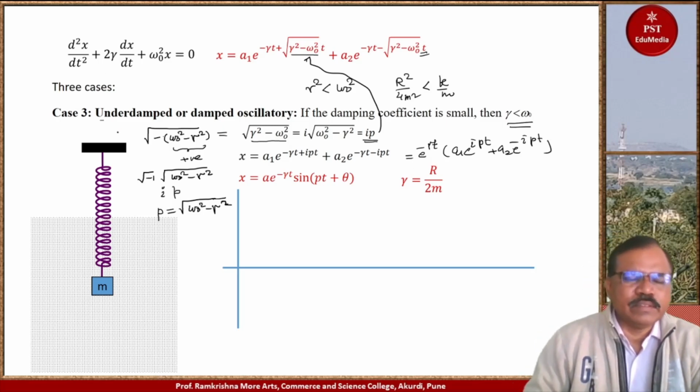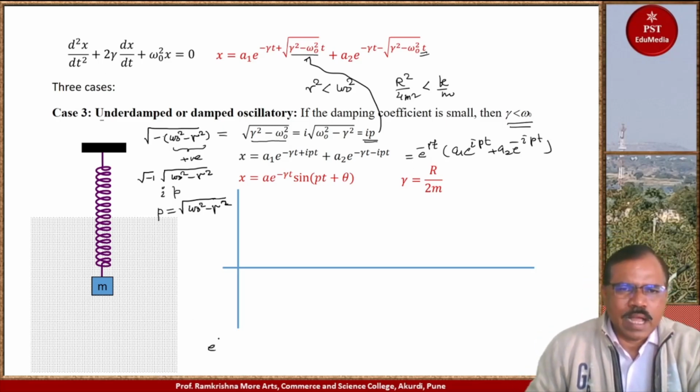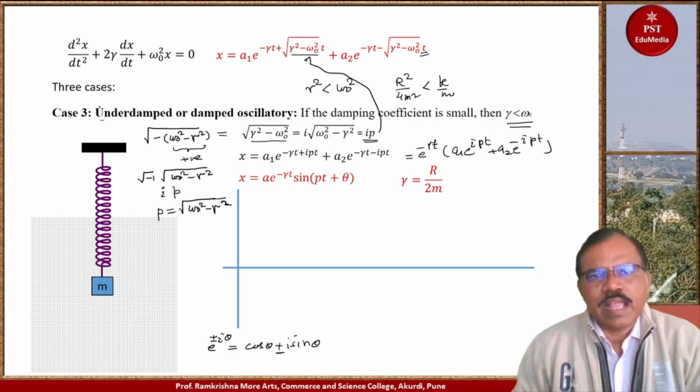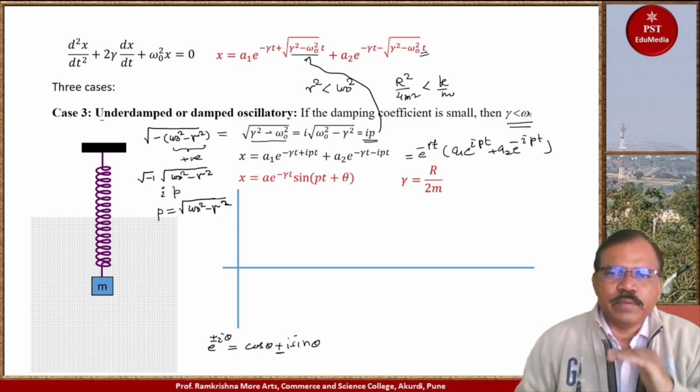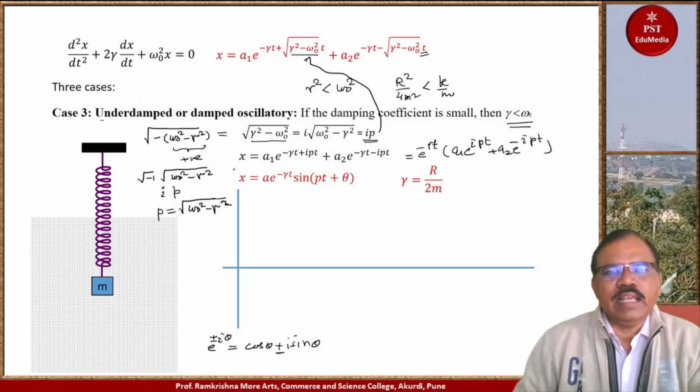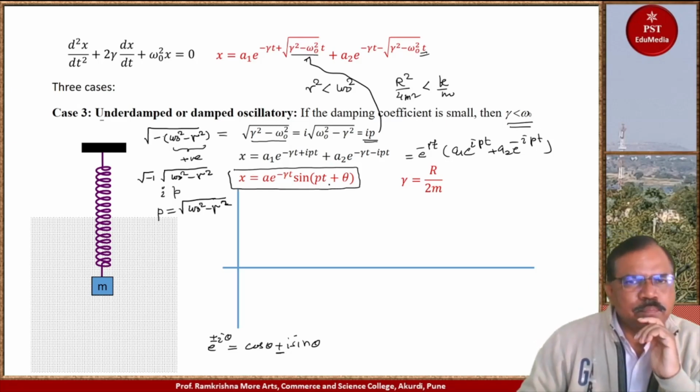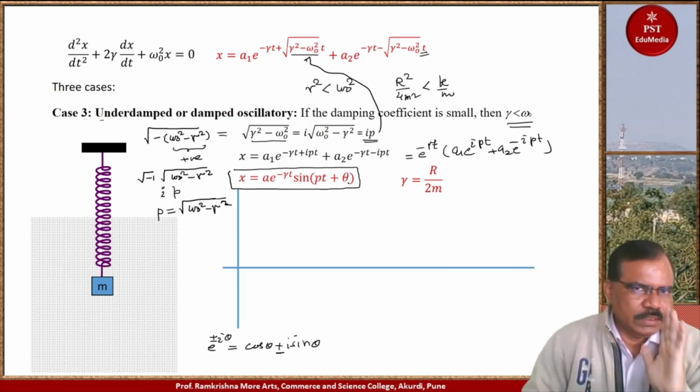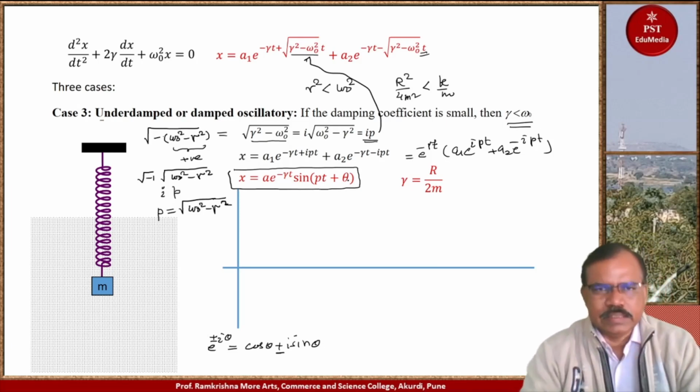And we know the equation. What is the equation? e raised to i theta is equal to cos theta plus i sin theta, and for e raised to minus i theta, here we will get a minus sign. If we use that and arrange the terms, we get x is equal to a e raised to minus gamma t sin(pt plus theta). This is the solution.